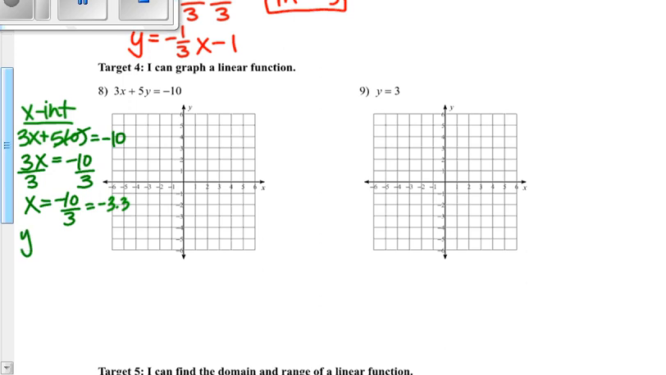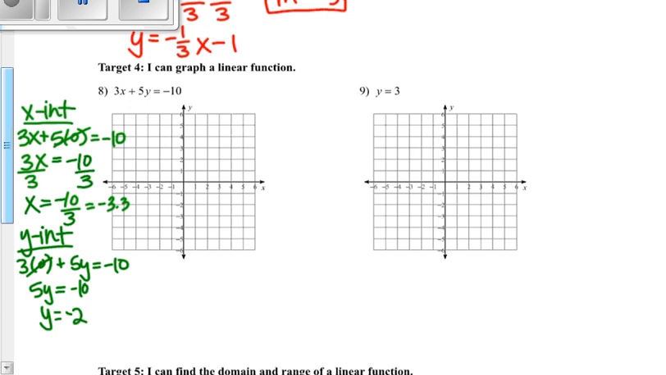The y-intercept, we do the exact opposite. We make x equal to 0. So 3 times 0 plus 5y equals negative 10. That's just 0. So 5y equals negative 10. If I divide by 5 on both sides, I get y equals negative 2. So I'm going to graph both these points.